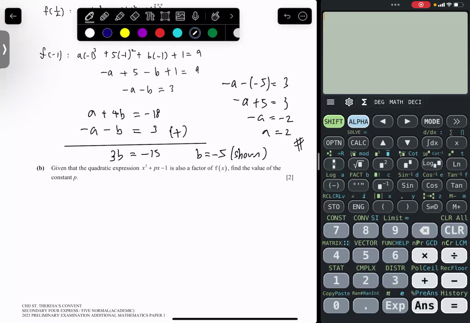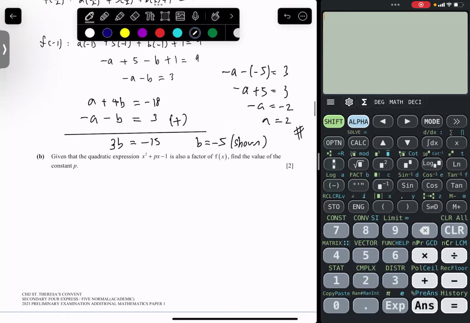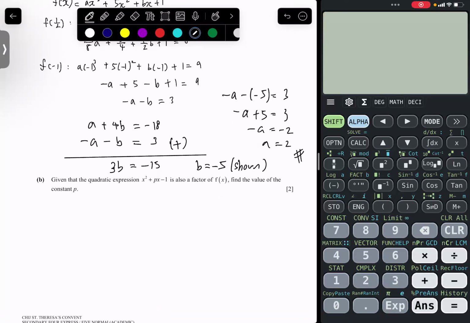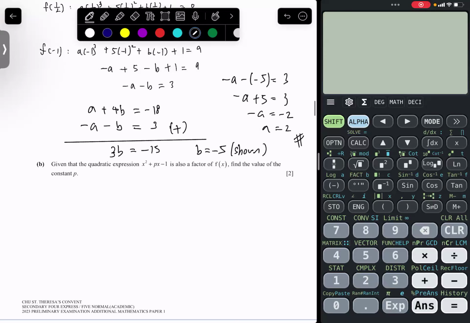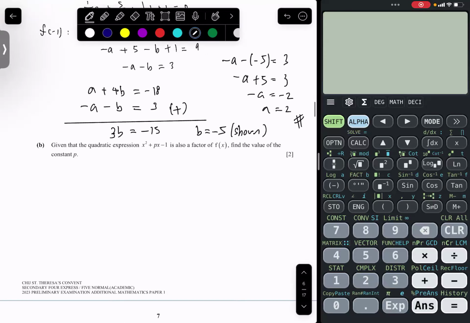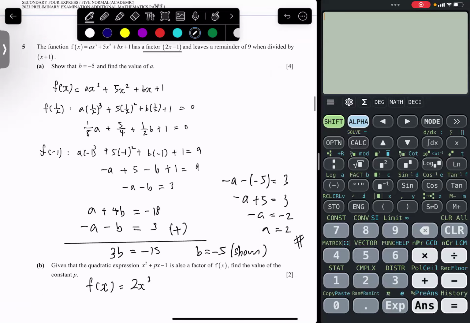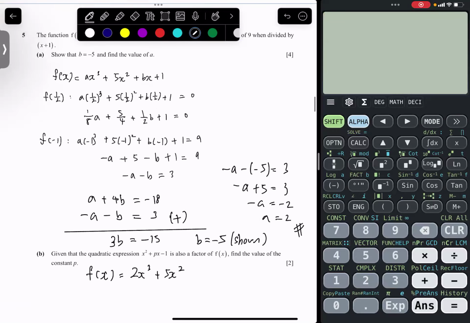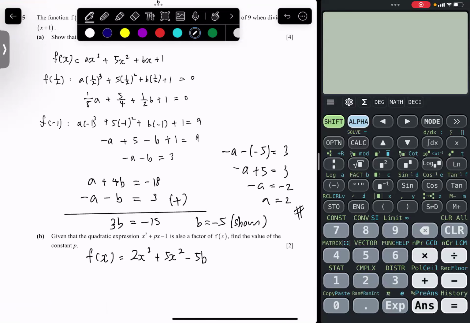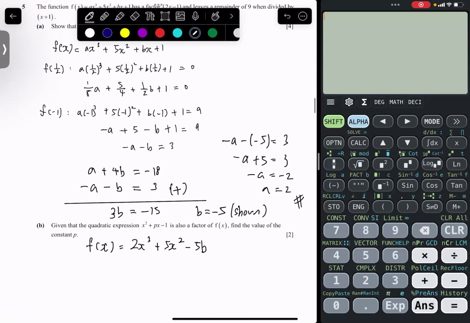B. Given that the quadratic expression x squared plus px minus 1 is also a factor of f(x). Find the value of the constant p. All right. So we know that this is a cubic polynomial, since we know the value of a and b. So f(x) is now equals to 2x cubed plus 5x squared minus 5x, plus 1.